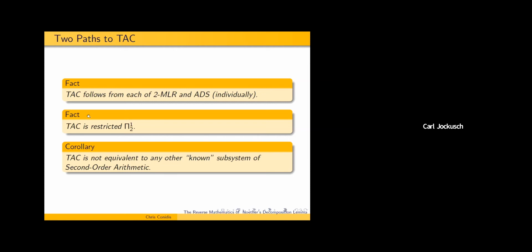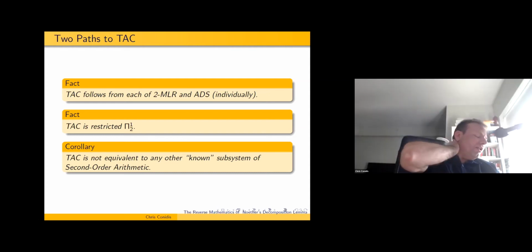Question: there must be something else involved here. If you take a statement that's provable in RCA naught, it obeys both of these facts, but doesn't obey the corollary. So how do you know that TAC is not provable in RCA naught, for example? So it doesn't follow from weak Königs lemma.